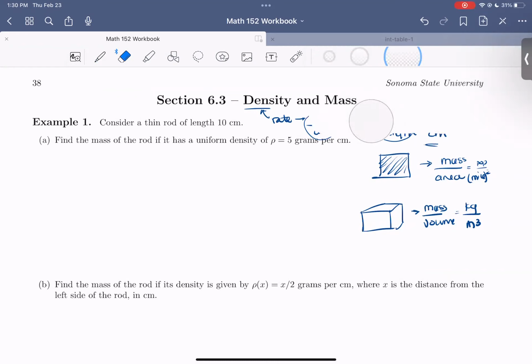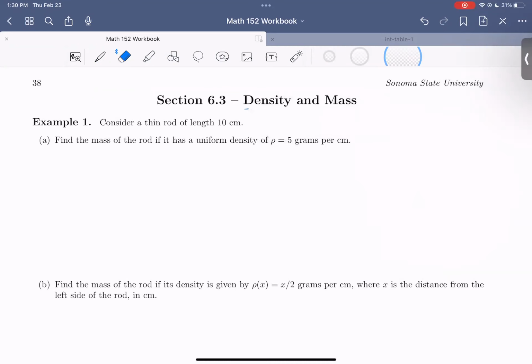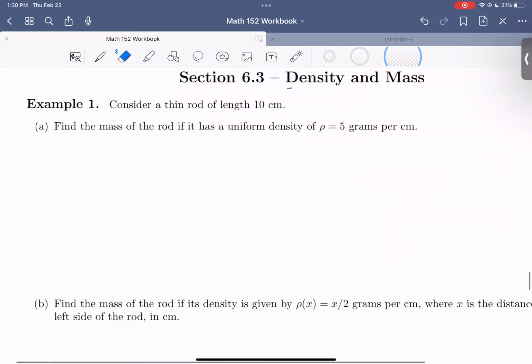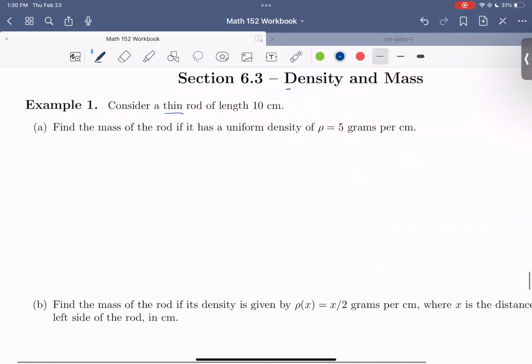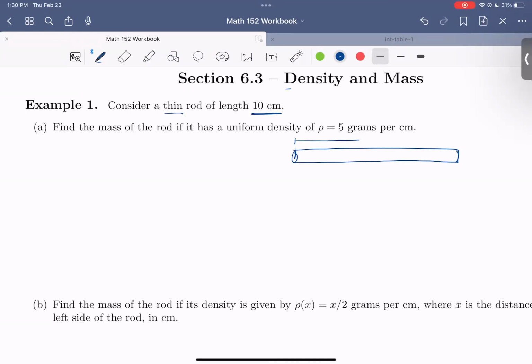Let's get started by looking at example 1, and this will start to make a bit more sense as we see more examples. In example 1, we're considering a thin rod of length 10 centimeters. We should think of this rod as a one-dimensional object, so we'll even draw it here. Okay, here's our rod. It has a length of 10 centimeters.